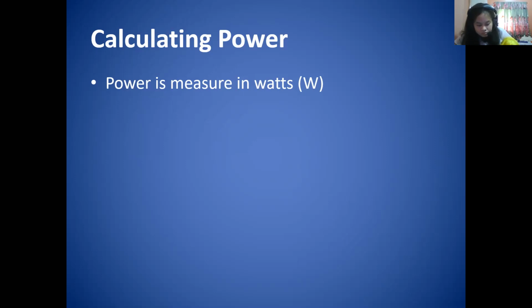So the unit for power is watts. Okay, and we will use the small w because the bigger W is for work. But there are times that I need you to write the word watts or watt. For example, 1 watt, 2 watts, 5 watts.